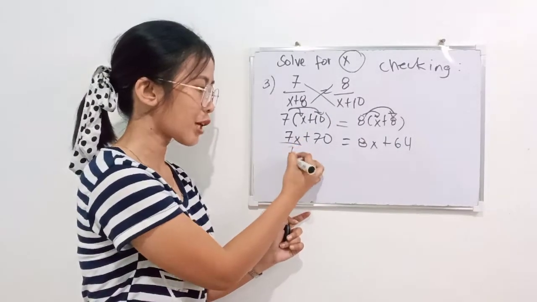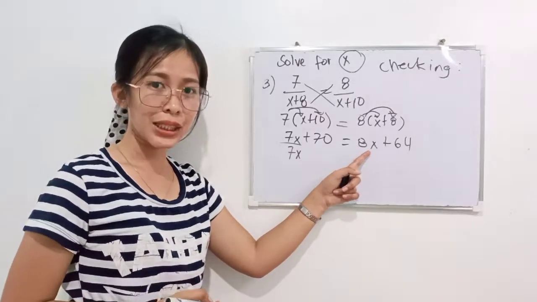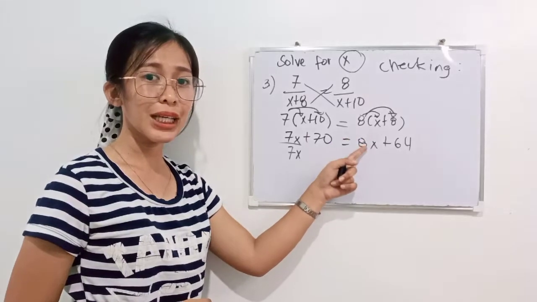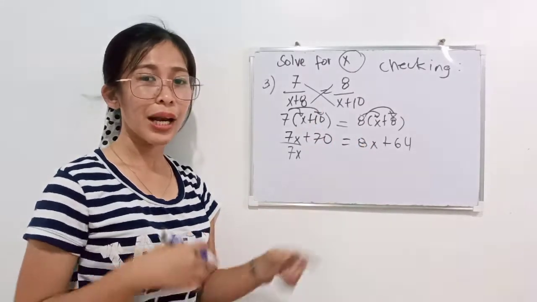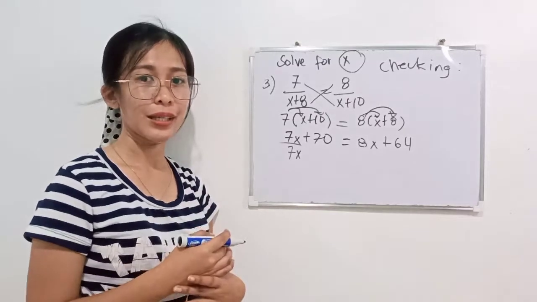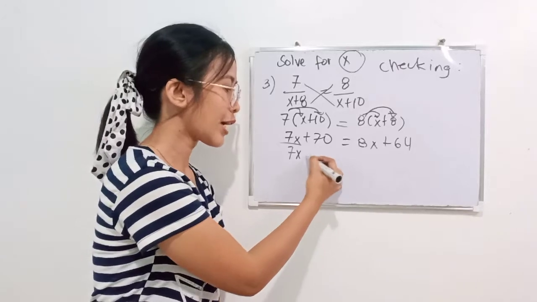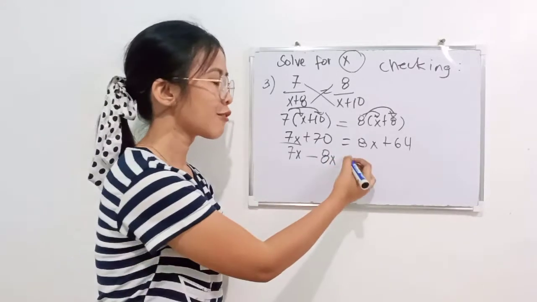So, kopya mo lang si 7x. Okay? So, si 8x dito ay positive. Remember, na kapag magta-transpose ka or maglilipat ka ng isang value sa kabila ng equal sign, palaging mag-iiba yung sign. Since ito ay positive, magiging negative yan. 7x minus 8x. Okay? And then, equal na.